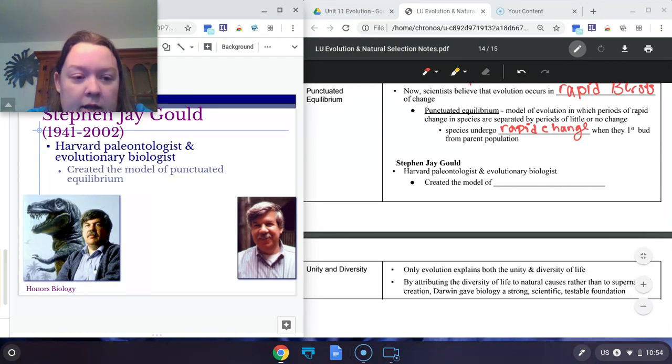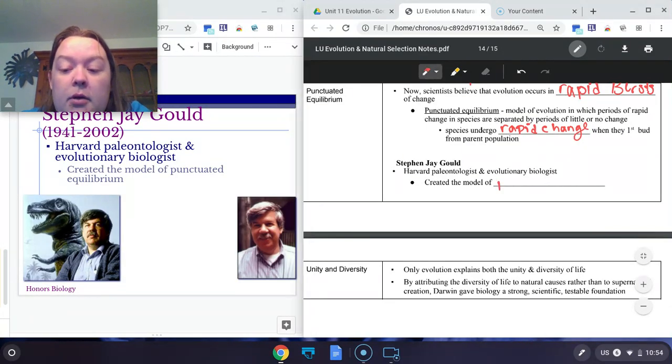And the scientist who discovered this was named Stephen Jay Gould. He was a Harvard paleontologist and worked with evolution. And he created the model of punctuated equilibrium. So he is the guy who created the current theory.